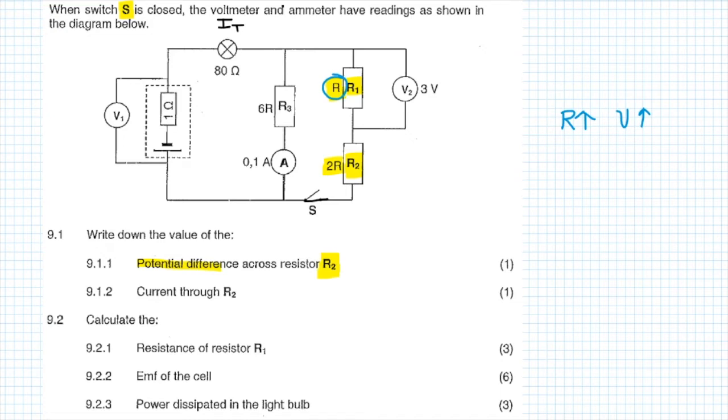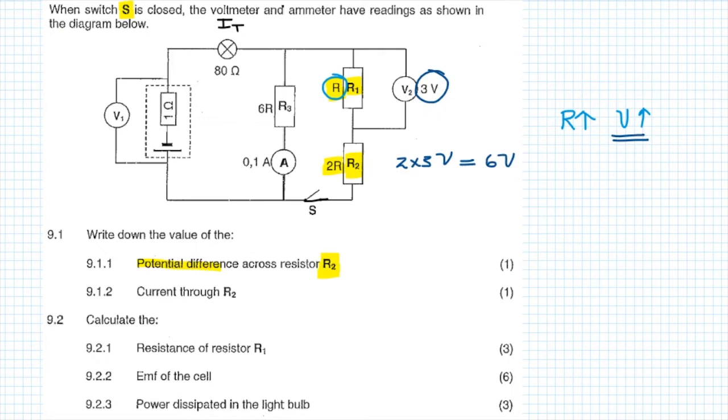Remember that the potential difference is going to divide according to ratios. So if the potential difference across resistor 1, whose resistance is R, is 3 volts, then the potential difference across resistor 2, whose resistance is 2R, is going to be 2 times 3 volts. It's going to have a potential difference reading that is 2 times bigger, giving us a reading of 6 volts.